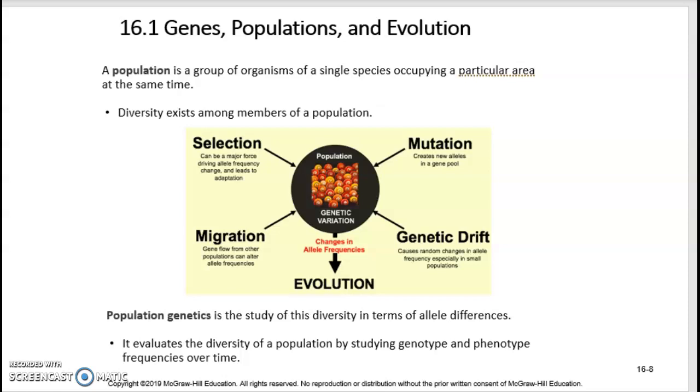Right, we've been talking about the mechanisms of evolution, so how evolution takes place, how populations can change over time. I'm going to add to that definition and say that evolution is a change in the allele frequencies of a population over time. So what are these allele frequencies?